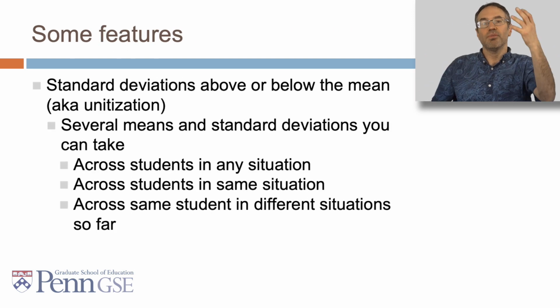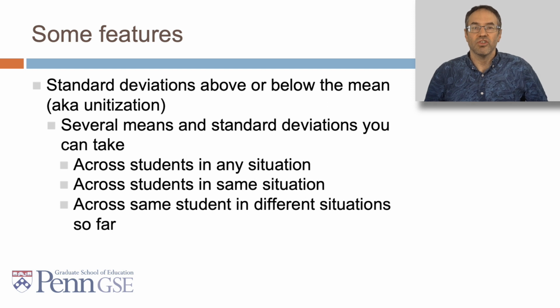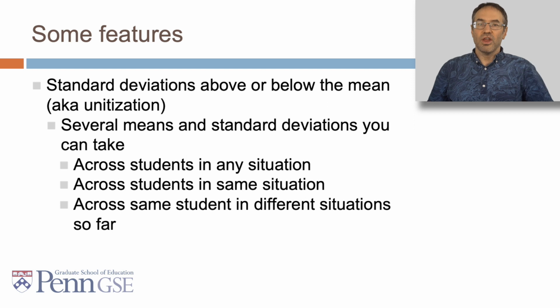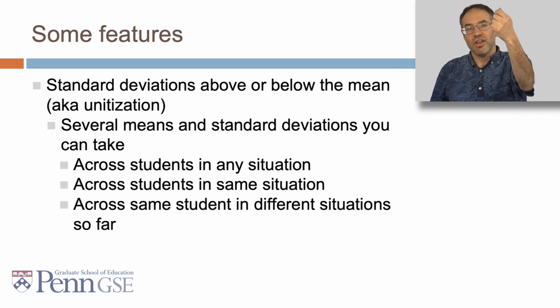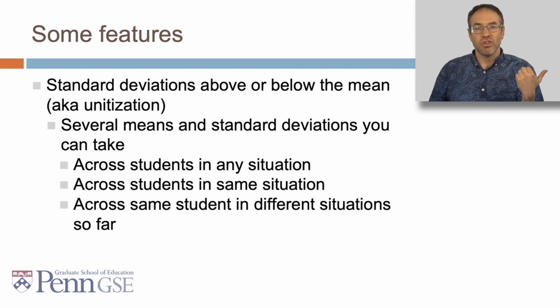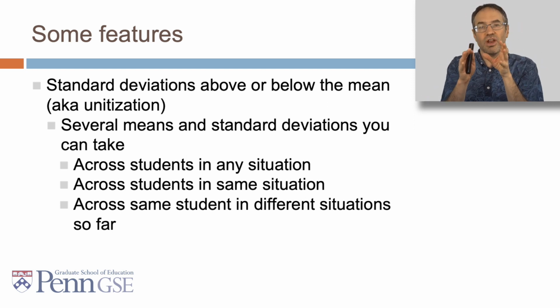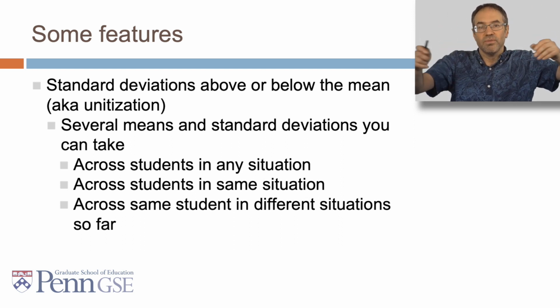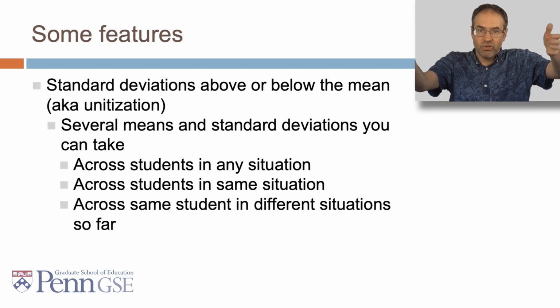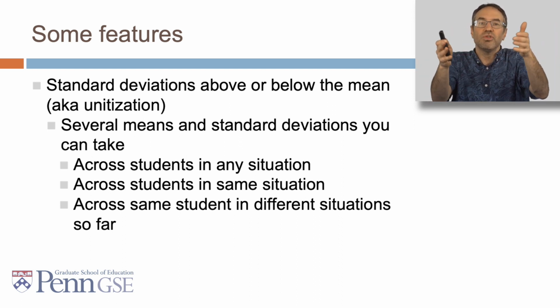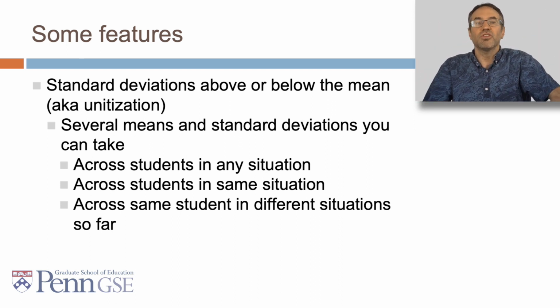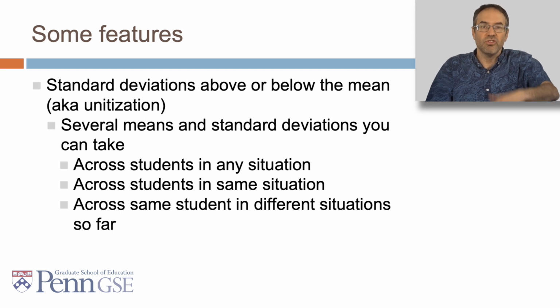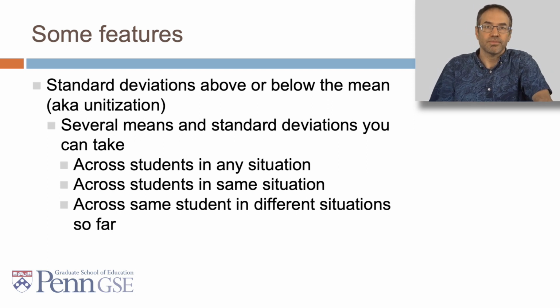Another type of feature. So you might just look at standard deviations across actions, but you might also look at standard deviations above or below the mean. So in other words, take time. Is an action several standard deviations faster than the mean, several standard deviations slower than the mean? And you can take, for this kind of feature, means and standard deviations across students in any situation. You can take it across students in the same situation. You can take it across the same student in different situations so far. There's several options for this, in other words. And this has shown up useful in a lot of types of models.